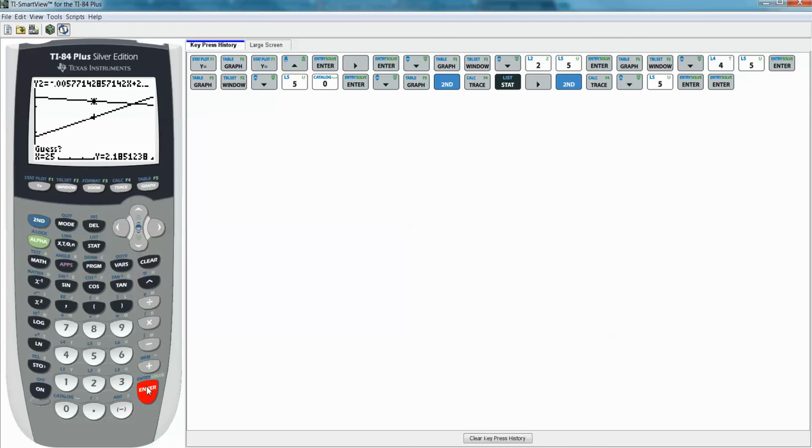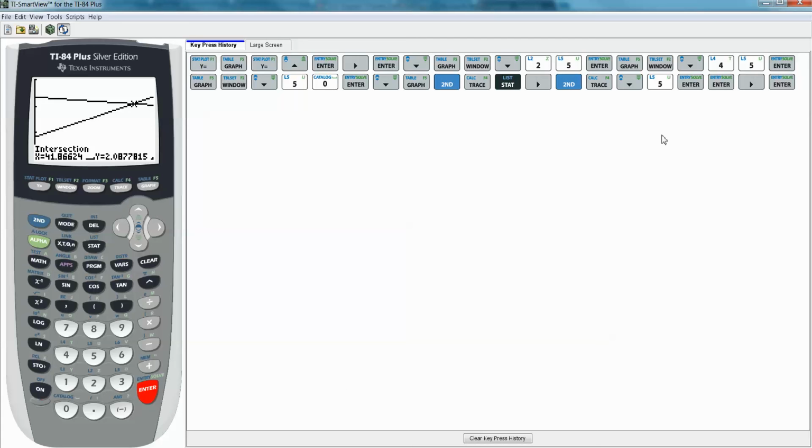Now, it wants to know a guess. For the linear stuff, it's kind of pointless because there is only one intersection point. But when you get to later problems in later chapters, there might be more than one. So what that means is you have to move the cursor left and right, in this case right, to get the cursor closer to the actual point of intersection. Right? So you get it kind of close enough, and then you press enter. And there you go. And it finds the intersection point.